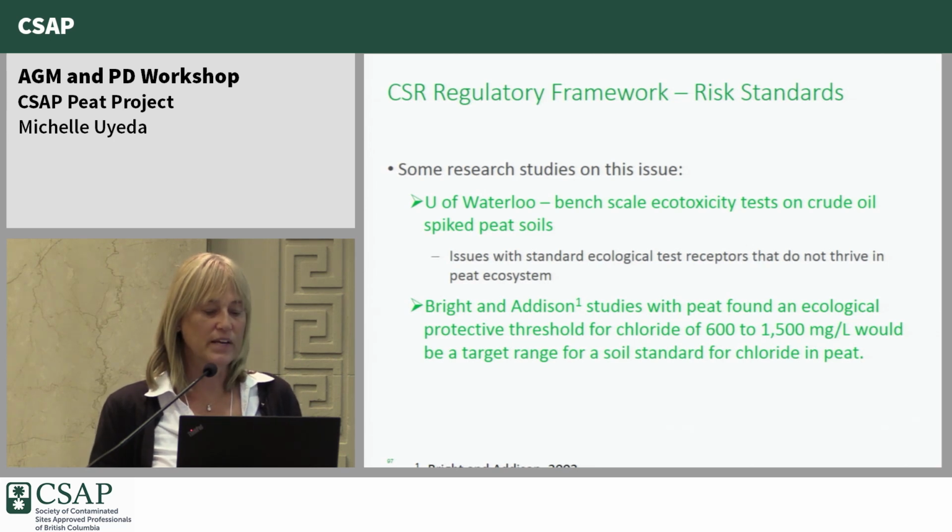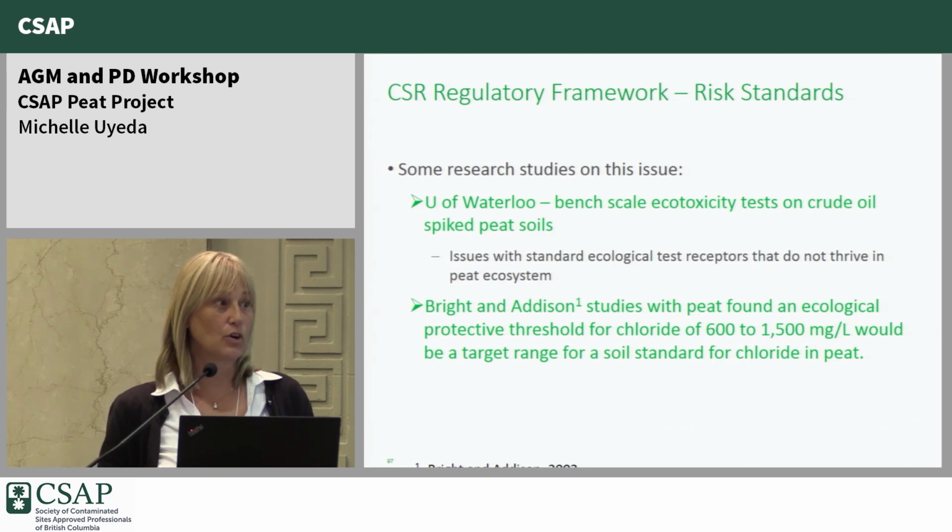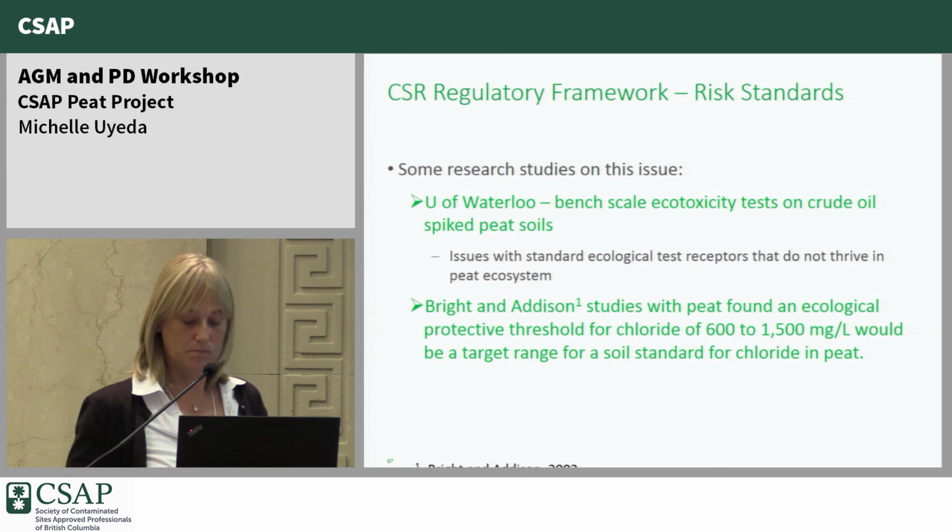Also, Bright and Addison did some studies for a new chloride standard in peat, and it was between 600 and 1,500 milligrams per liter. So there is some work being done on peat to advance different standards.